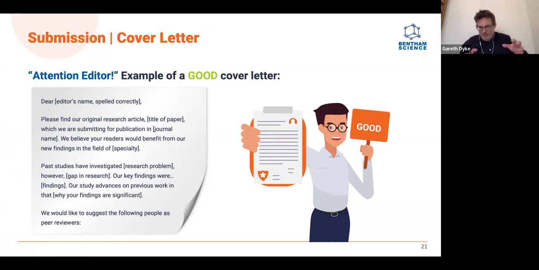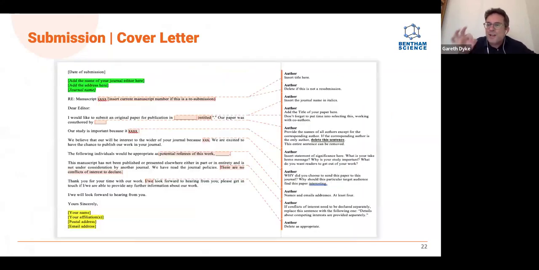Very important to make your cover letter count. We've got templates for this. We'll give you those after the webinar. We'll give you email templates that you can use to effectively maximize your article's chances of success in an international journal. Here's what the template looks like.